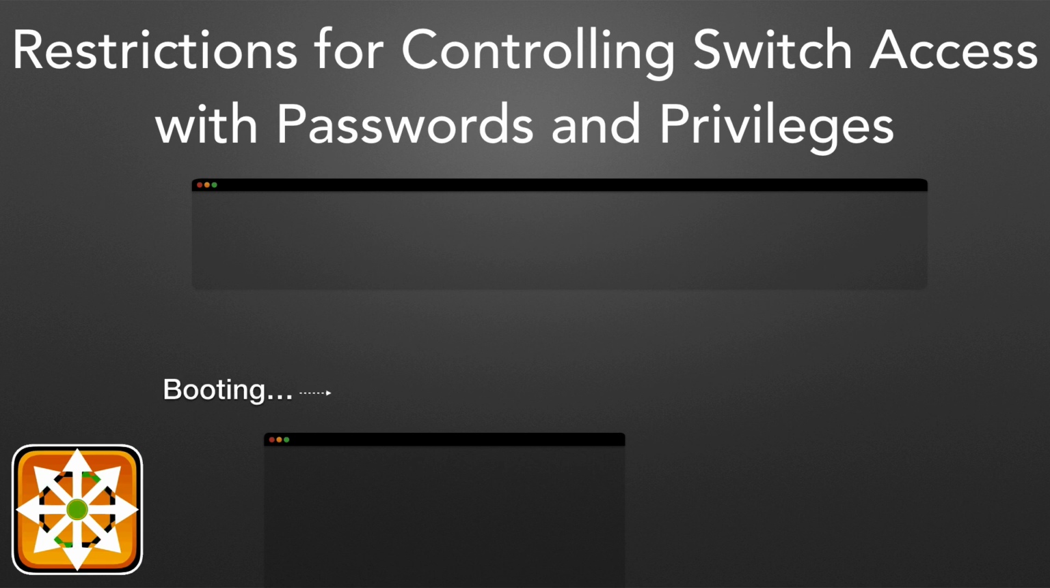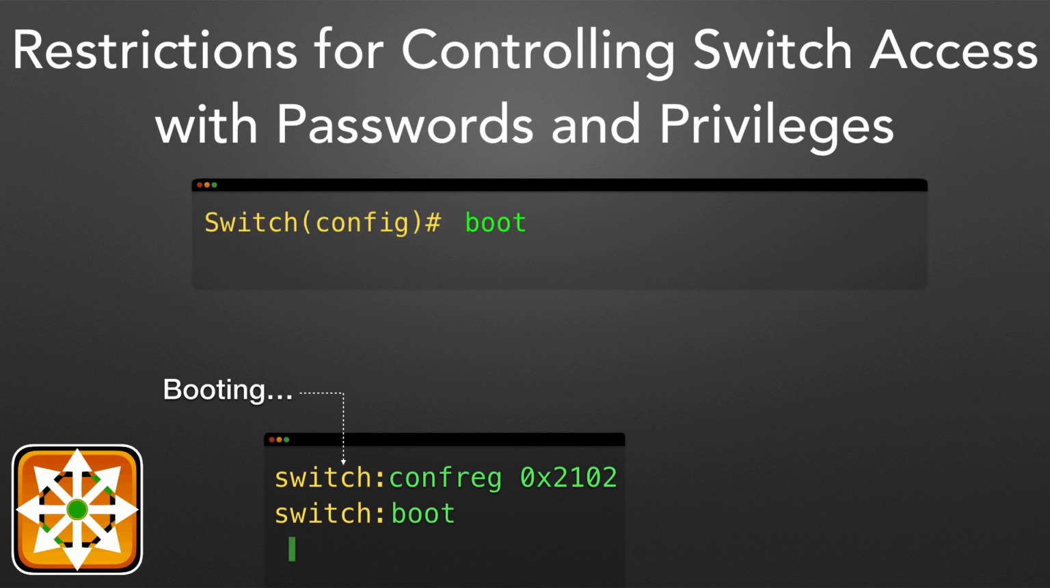Restrictions for controlling switch access with passwords and privileges. The following are the restrictions for controlling switch access with passwords and privileges. Disabling password recovery will not work if you have set the switch to boot up manually by using the boot manual global command. This command produces the bootloader prompt, switch, after the switch is power cycled.